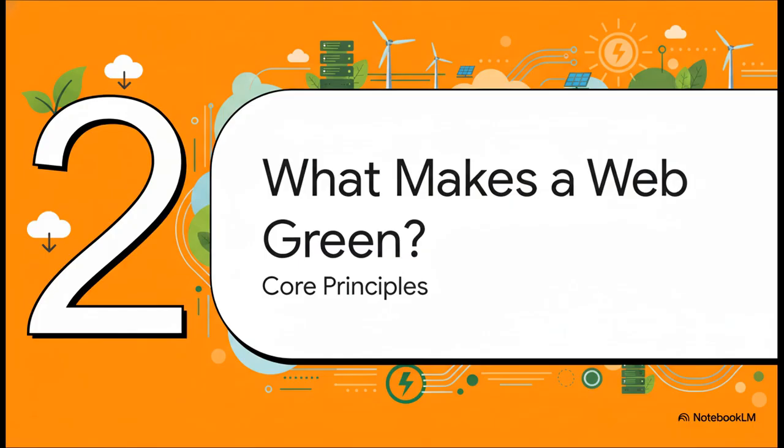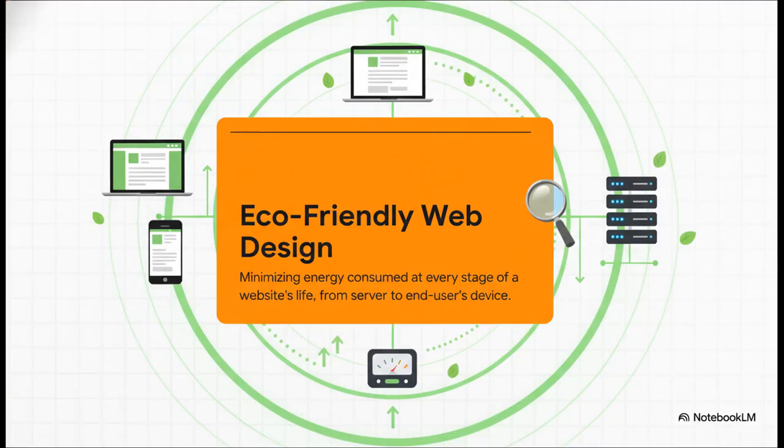Okay, so if we're going to solve this design problem, we need to know what we're aiming for. What does it actually mean for a website to be green or eco-friendly? Well, at its core, it's really all about one thing: minimizing energy use. And that's not just about the big servers in a data center somewhere. It's also about the energy your phone or your laptop has to use just to load and display the page. It's a full circle kind of thing.